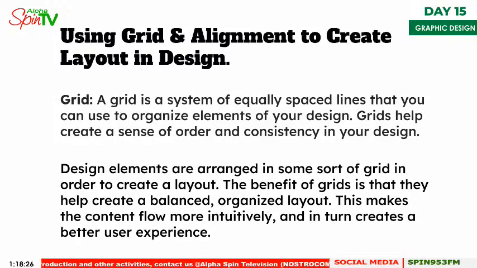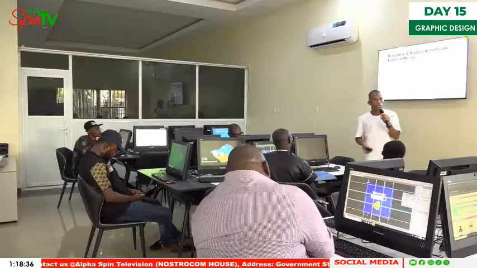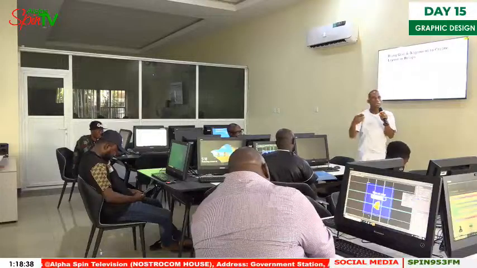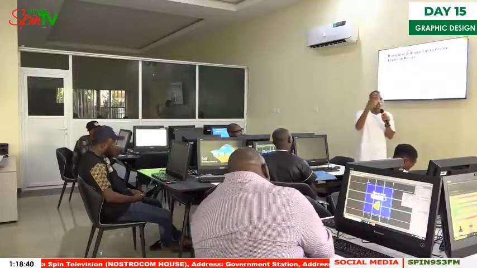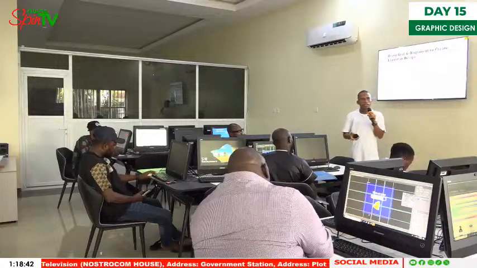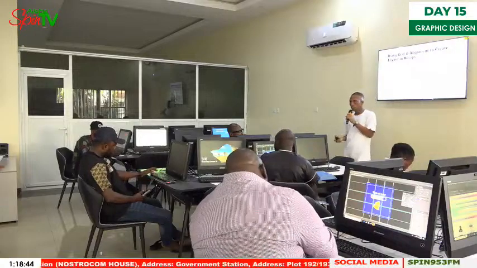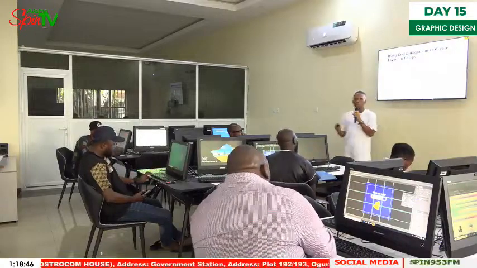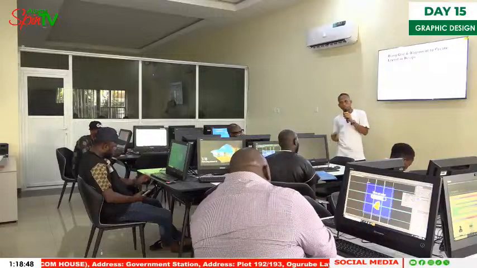Grid and alignment help us guide the user, because when you are done with the design, you will not be there when the user wants to read. But if you align it properly, it will help the user know where to start. Are we together? That is the work of grid and alignment.